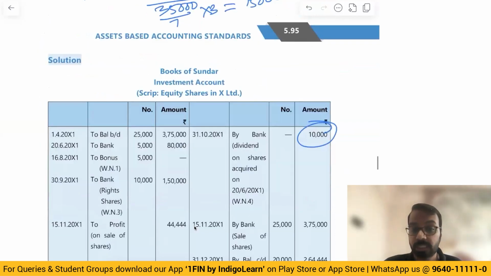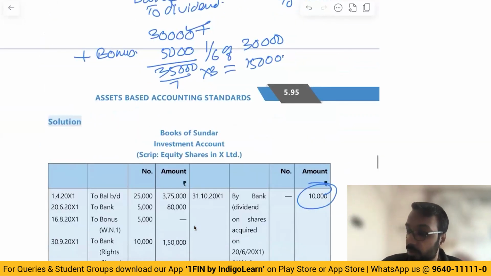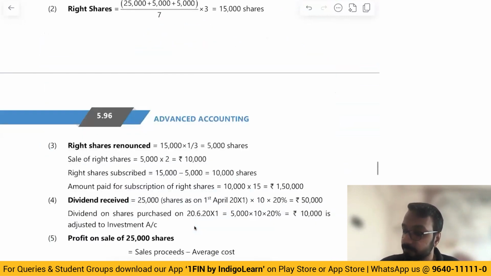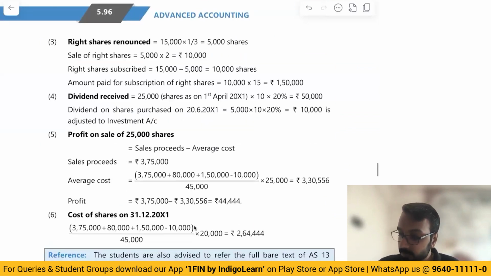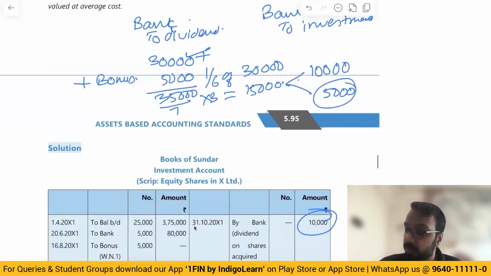So the total shares that we have currently: out of this 15,000, we subscribed to 10,000 and we sold 5,000 in the market. So the total number of shares that we have is 45,000. How 45,000? 25 plus 5 purchased is 30, 30 plus 5 bonus is 35, 35 plus 10 that you have subscribed is 45.